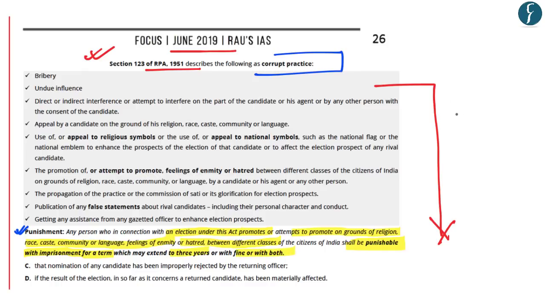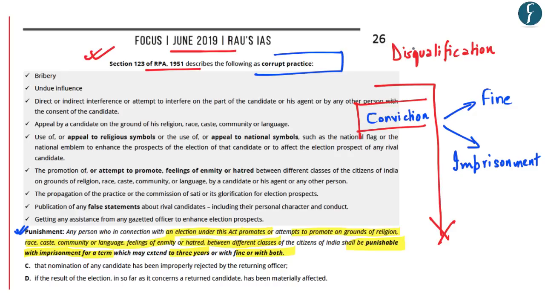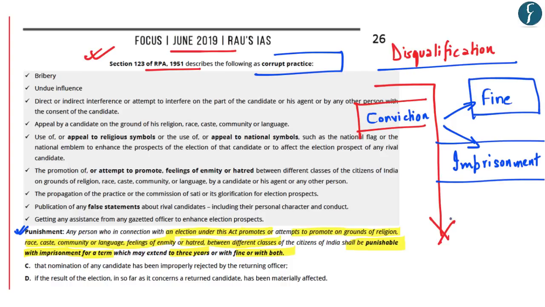So we understand that conviction can be in two ways. First of all, it can be in terms of fine, and second, it can be in terms of imprisonment or jail term. And this disqualification will only trigger when an MP or an MLA has been convicted either with fine or with imprisonment as per the law.